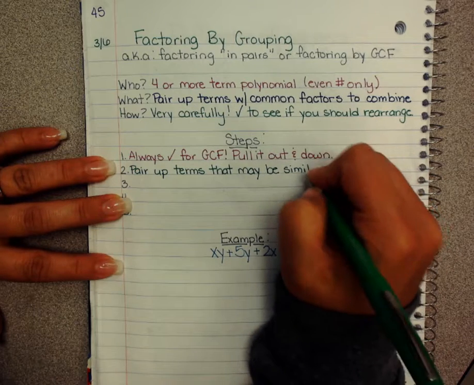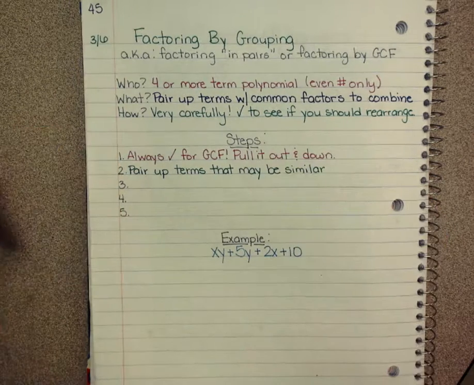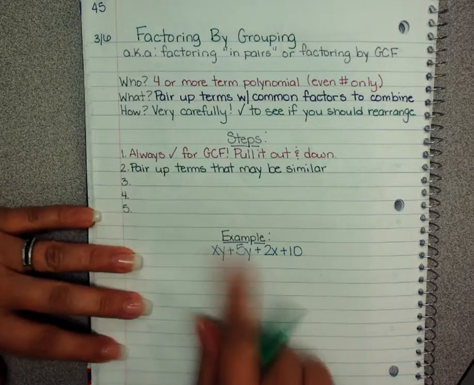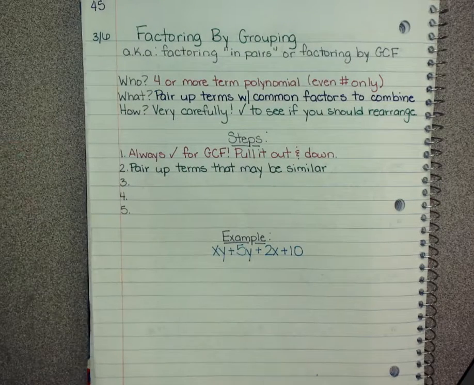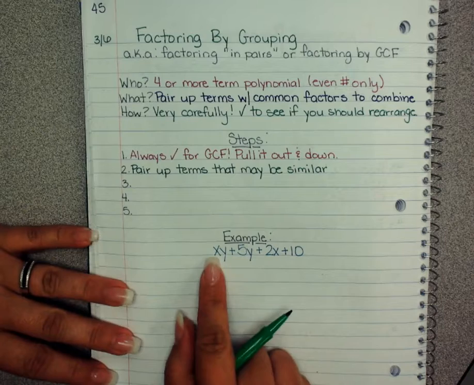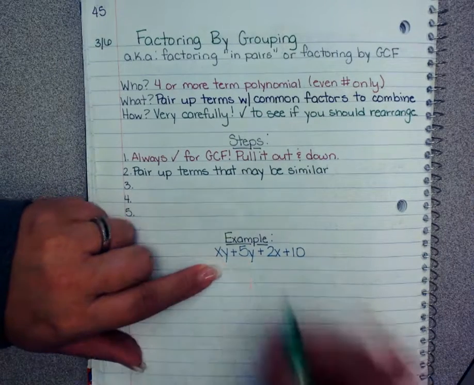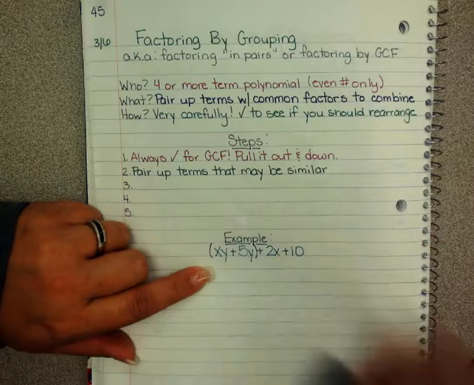Okay. What that means is we want to make sure they have greatest common factors. They have factors in common. So looking at this, and this is at the point where you also check to see if you need to rearrange. So xy plus 5y. These two terms, do they have something in common? Yes, they have a y. So I'm going to pair them up. So I'm going to put my parentheses.